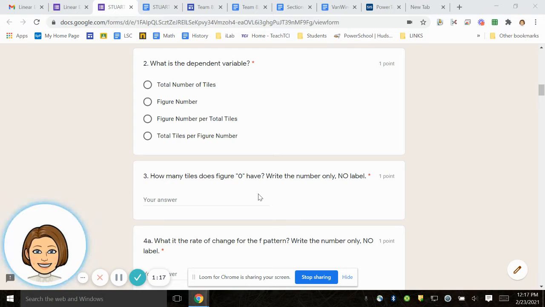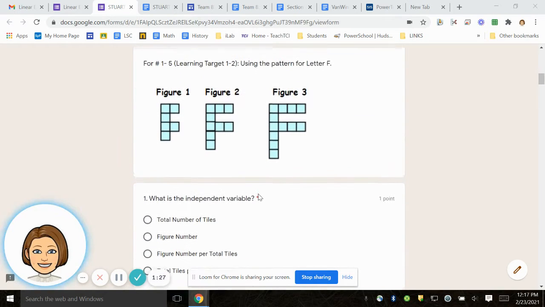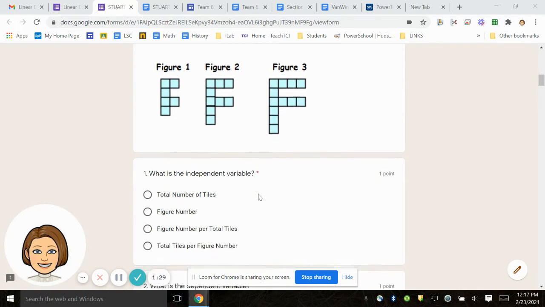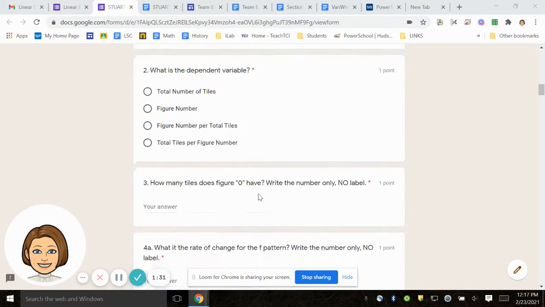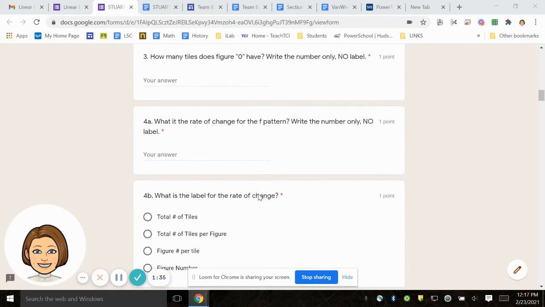For number 3, how many tiles does figure 0 have? Write the number only, no label. This is your constant. So back up here at the picture, how many tiles would figure 0 have? Okay, so number 3 was a constant.